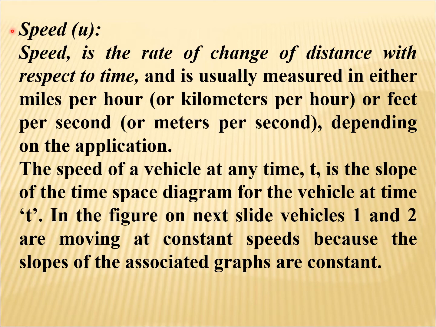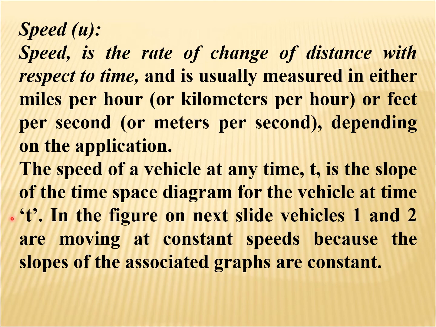Now look at speed. Speed, here we are using small u, is the symbol for the speed. Speed is the rate of change of distance with respect to time and is usually measured in either miles per hour or kilometers per hour or feet per second or meters per second, depending on the application. The speed of a vehicle at any time t is the slope of the time-space diagram for the vehicle at time t.